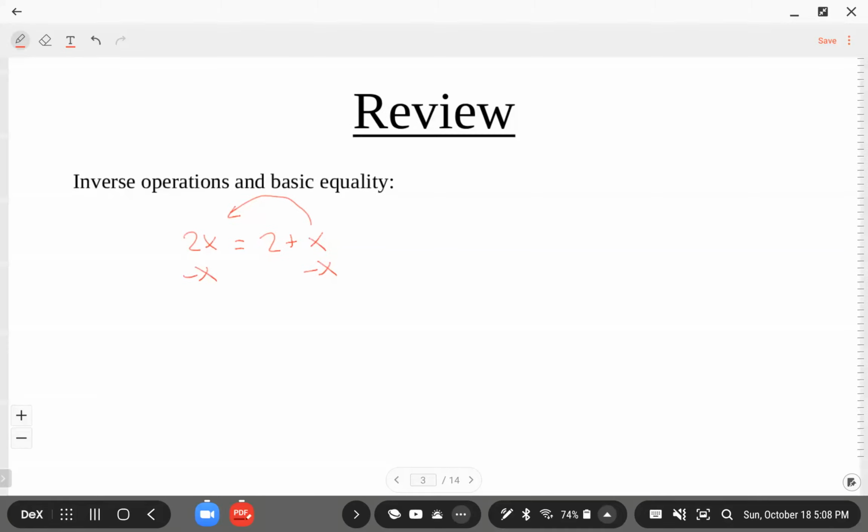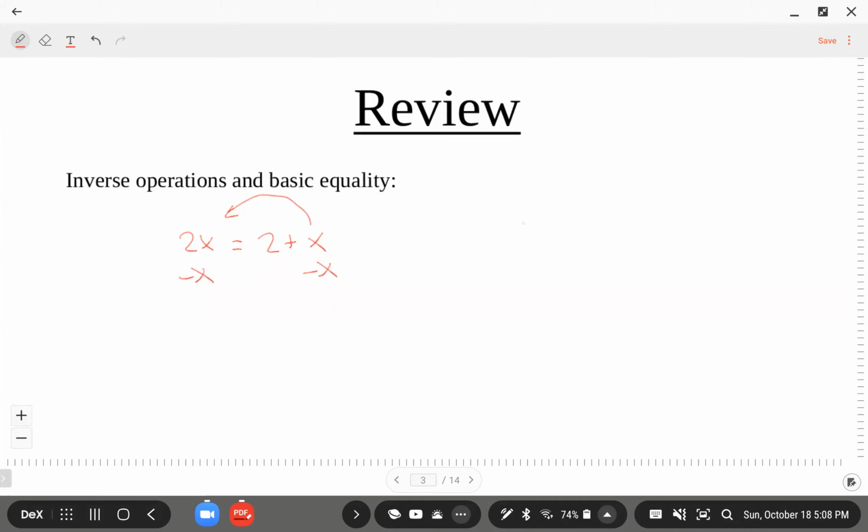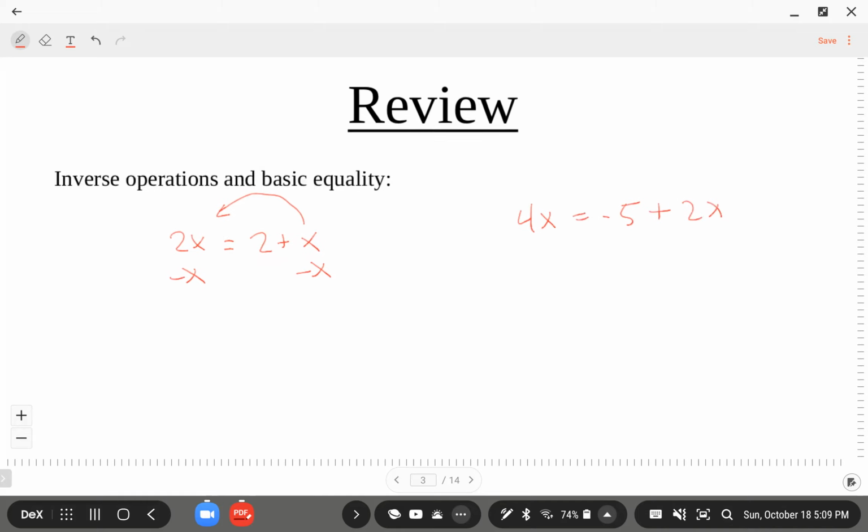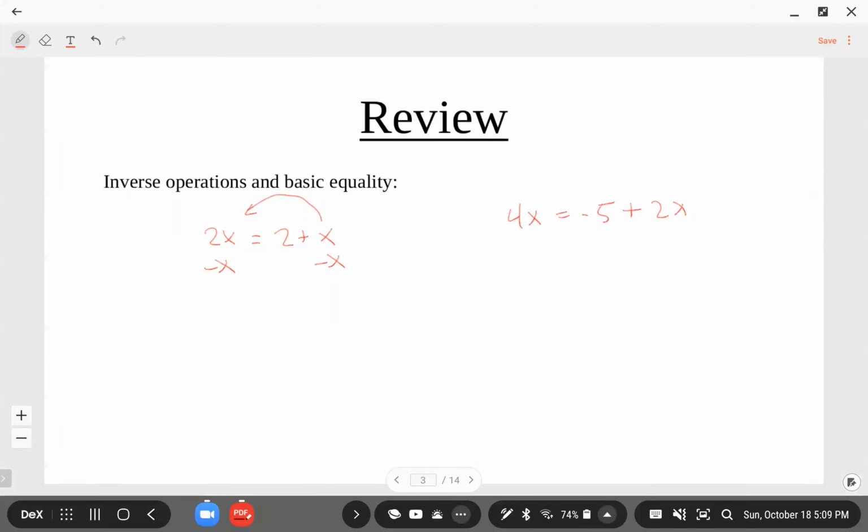Okay, so let's do a warm-up. Okay, should be very easy. Probably 30 seconds. Okay. 4x equals -5 plus 2x. Okay, I'll give you a few moments to solve this one. Put it in the chat box.